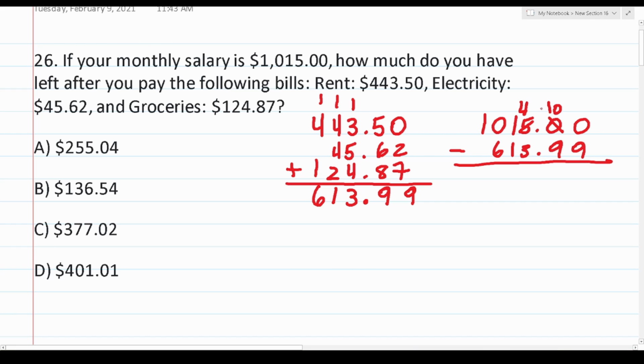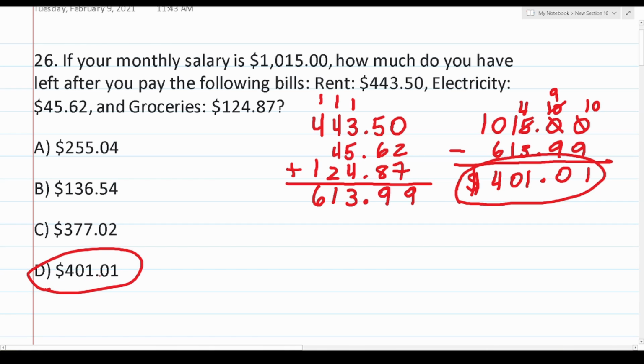Then you're going to have to repeat the process one more time, so this is going to become 9, and this is going to become 10. And now we can proceed with our subtraction. 10 minus 9 is 1, of course. 9 minus 9 is 0. Drop our decimal down in place. 4 minus 3 is 1. 1 minus 1 is 0. And then you could do this as 0 minus 6, or you can read this as 10 minus 6, which would be 4. So as we can see, if we subtract our bills from our monthly income, we're left with $401.01. Okay, so that's this first one.